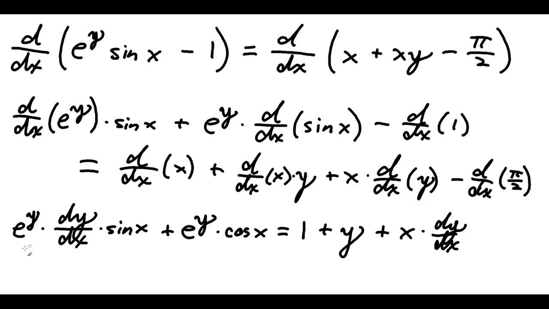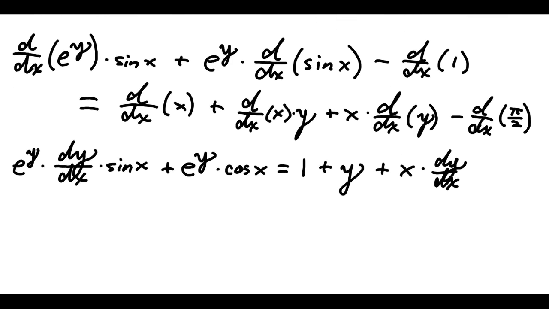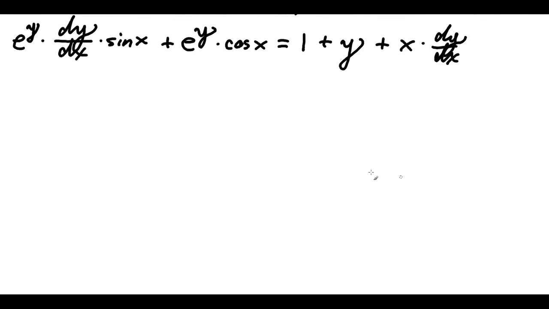Okay. We have this equation, and this is an equation that is implicitly relating x, y, and the derivative of y. We would like to find what the derivative of y is, and to do that, we want to get it by itself on one side of the equation. And in order to do that, we first have to get all of the terms that have the derivative of y on one side of the equation.